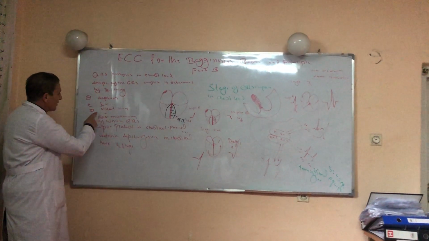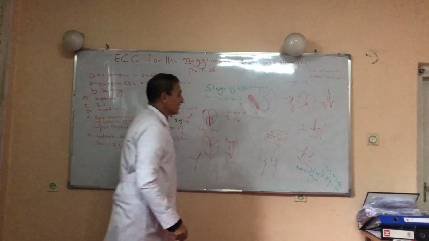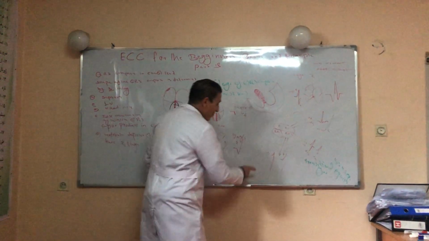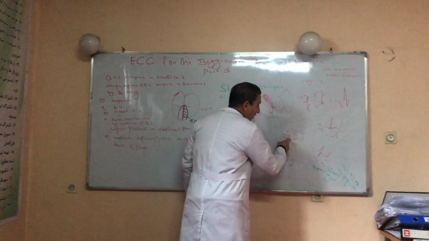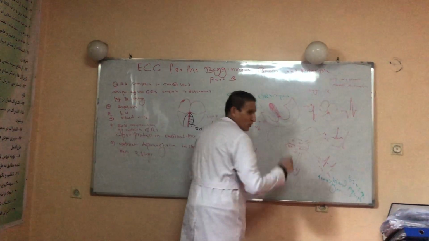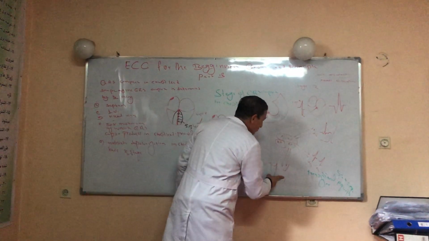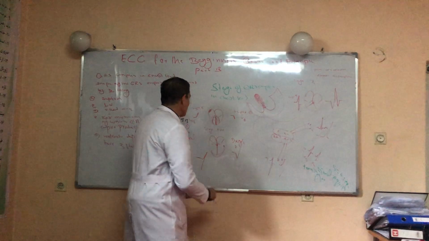Another is the position of the lead. In chest leads we have six leads, from V1 to V6. V1 and V2 look at the right ventricle, but provide electrical information about the septum.